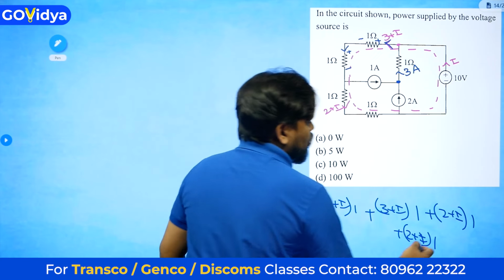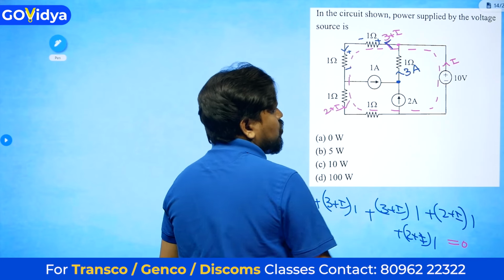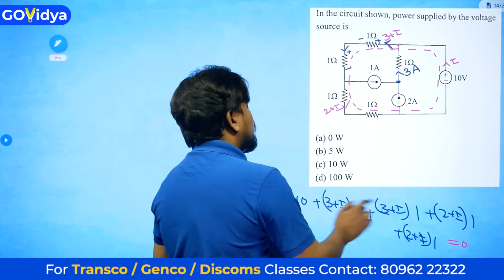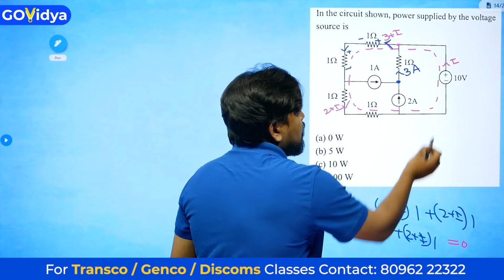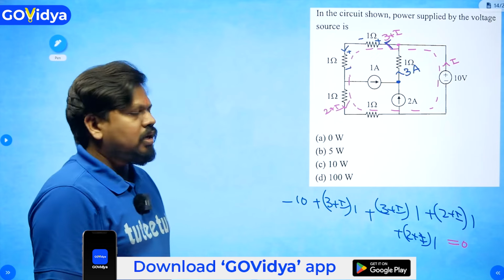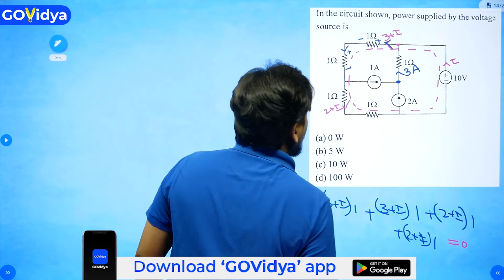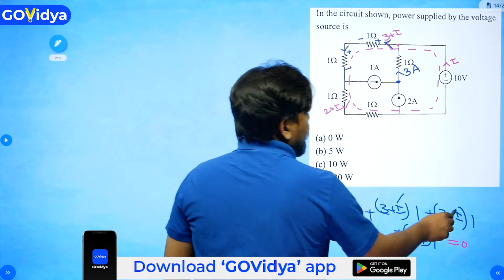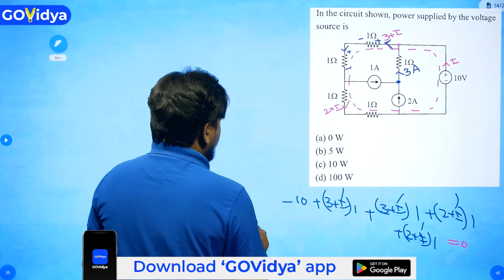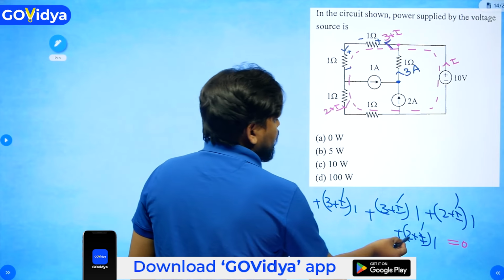Equals to 0. Why equals to 0? Algebraic sum of the currents at a node, algebraic sum of the voltages. These are all voltages. Algebraic sum of the voltages in a closed path is equal to 0, according to KVL. Anyhow, you can simplify this one. All are 1 ohms only. You can write down as I plus I plus I plus I, 4I will be there. So, 4I, minus 10.